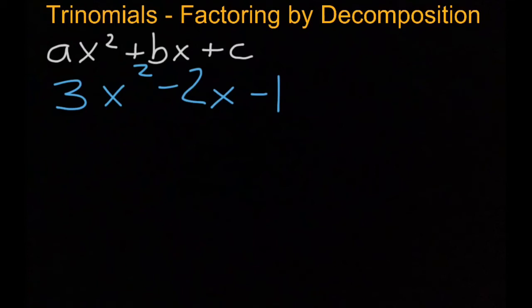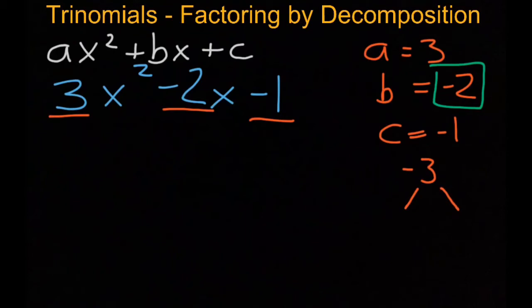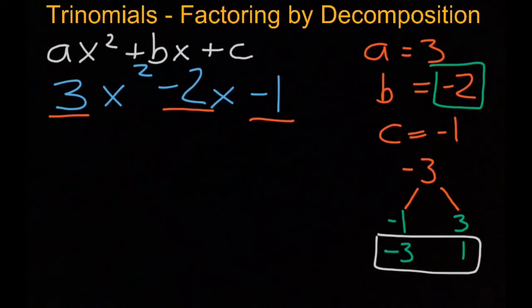So for this question, our a value is 3, our b value is negative 2, and our c value is negative 1. A times c is 3 times negative 1, so negative 3. What are two numbers that multiply to negative 3, but add up to negative 2? So we can think of some factors. We have negative 1 and positive 3, negative 3 and positive 1. So which one of these would add up to negative 2? It would be the second one, negative 3 and positive 1.